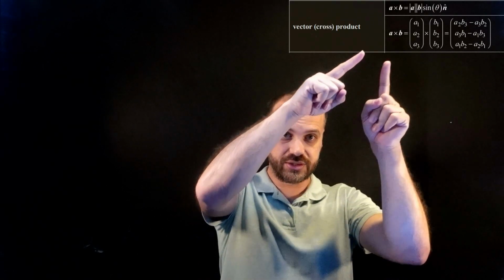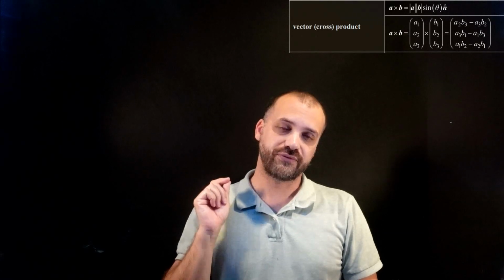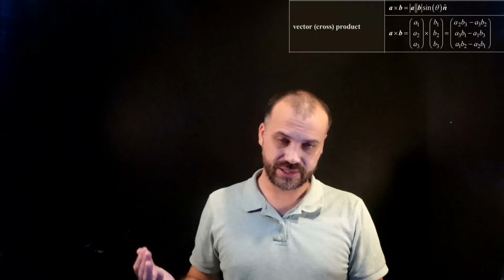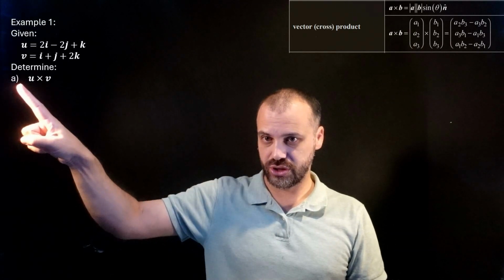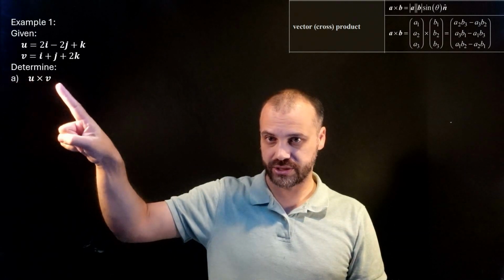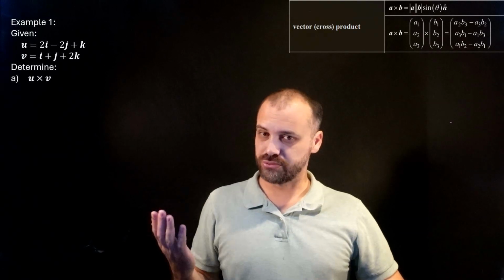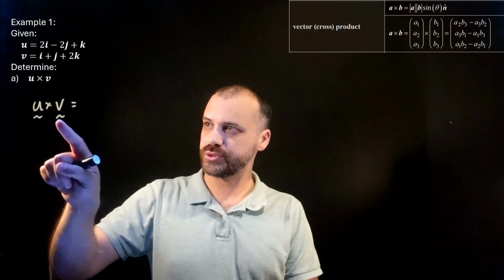If they're vectors, we're not multiplying them. You can't multiply vectors. We're finding the cross product of them. That's a different thing. All right, so here's a question. Let's do the question. Determine U cross product V. All right, let me just write something down. U cross product V.